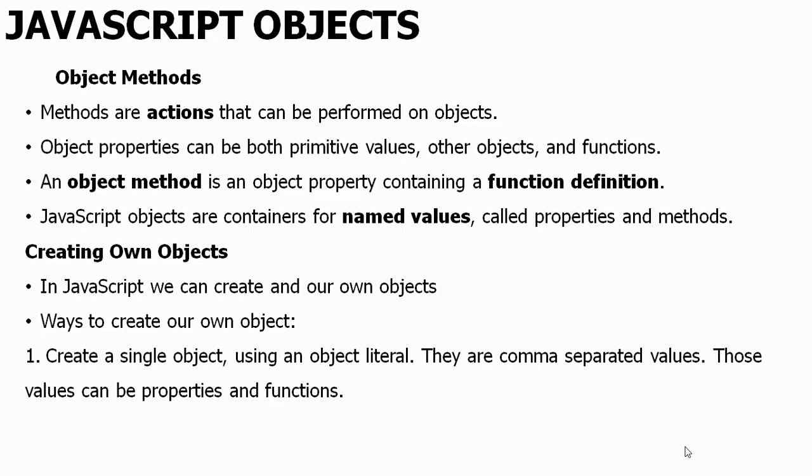Ways to create our own objects. Create a single object using object literals. They are comma-separated values. Those values can be properties and functions. You understand? The user can create a single object using an object literal.